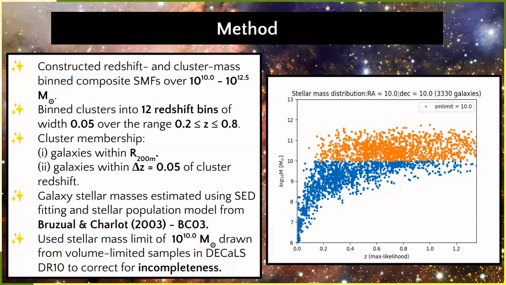And to correct for this, the stellar mass limit can be drawn from a volume limited sample, which is what I've shown here in the optical survey. And in our case, we got a stellar mass limit of 10^10 solar masses from a few volume limited samples in DECaLS DR10. And from this limit, we then only select the cluster galaxies above this limit.